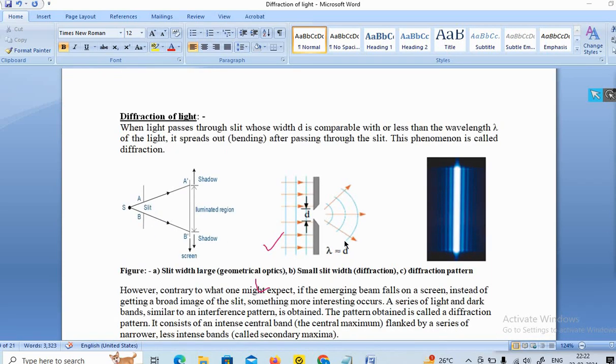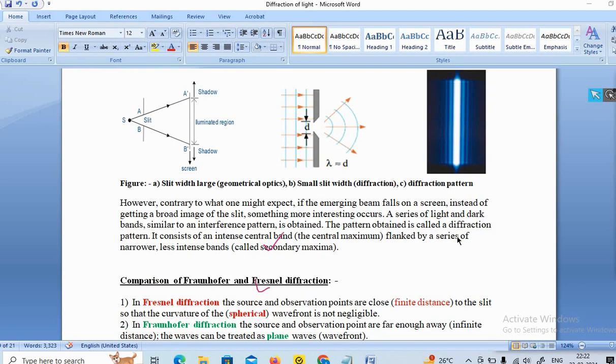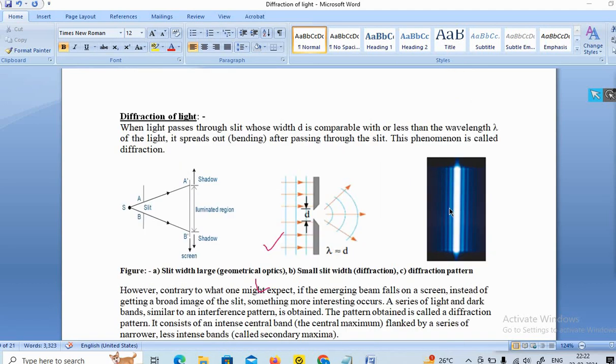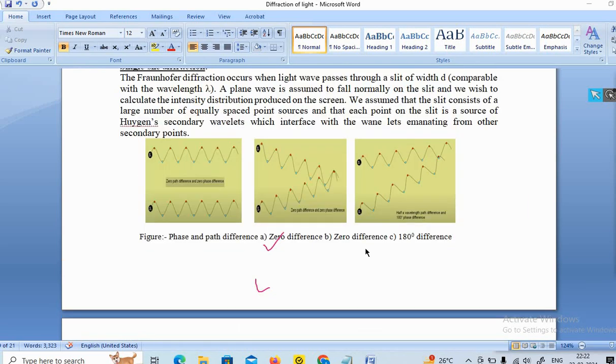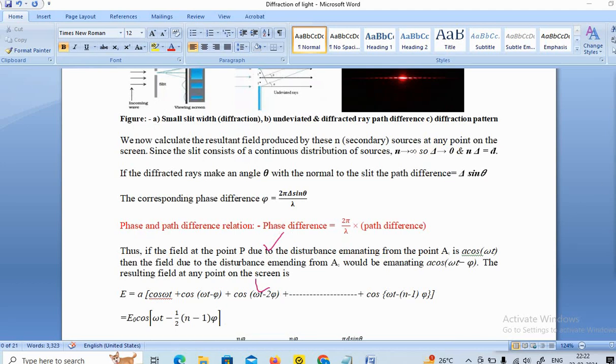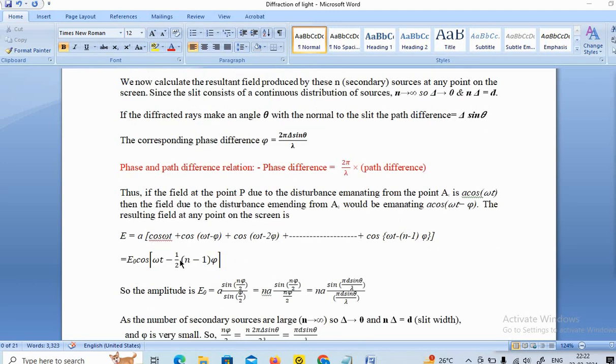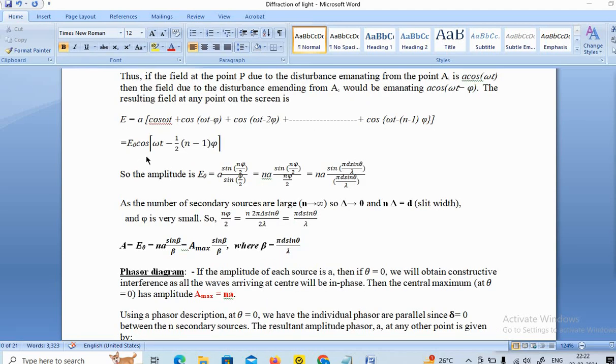Now come to the case of diffraction. In diffraction, the formation of secondary light sources is very important. They superpose and produce a diffraction pattern something like this. In the diffraction pattern, the central region is very bright, and then you have the secondary maxima along with the minima. When considering single slit diffraction, you consider n number of secondary light sources superposing with each other, and this is the resultant wave equation. The resultant amplitude is given by this particular expression in simplified form.